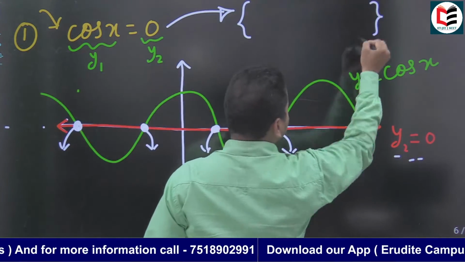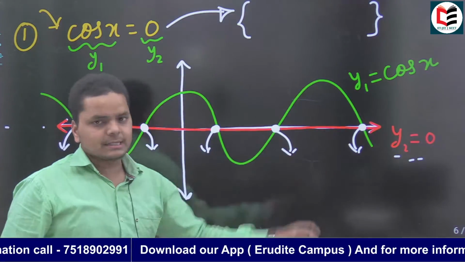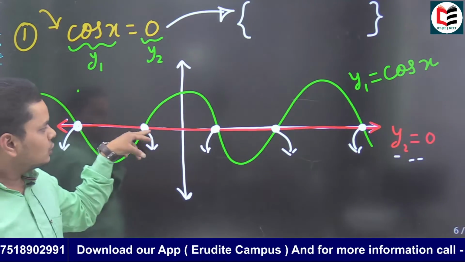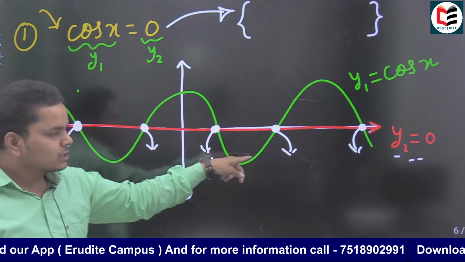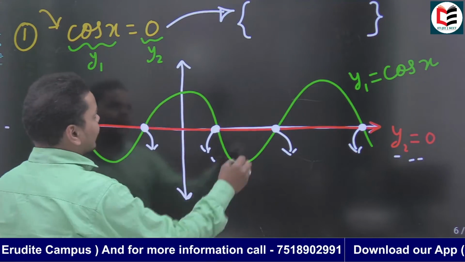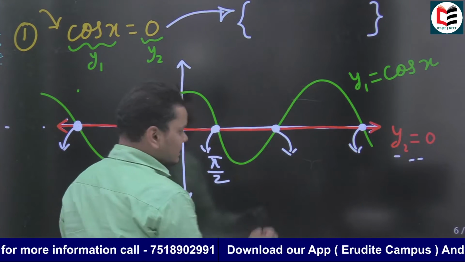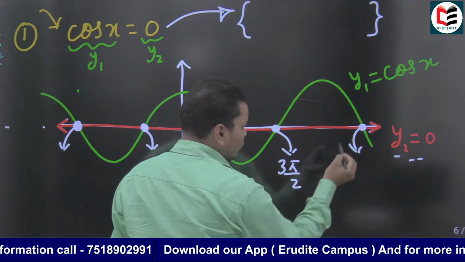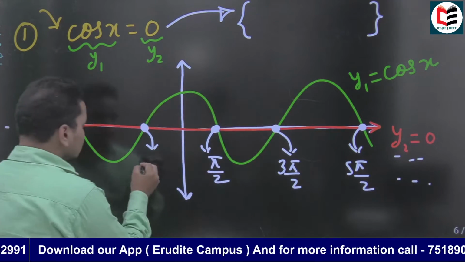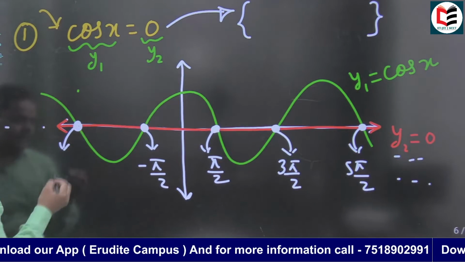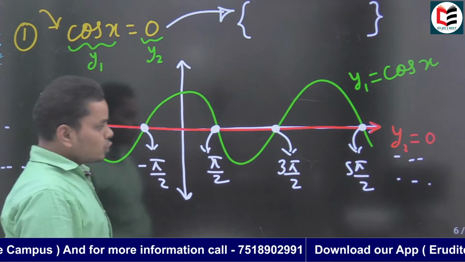So what are the values of these points? These are the points where cos x is equal to 0. You know very well that cos x is 0 at pi by 2, then 3 pi by 2, then 5 pi by 2, and so on. And on this side also, minus pi by 2, minus 3 pi by 2, and so on.